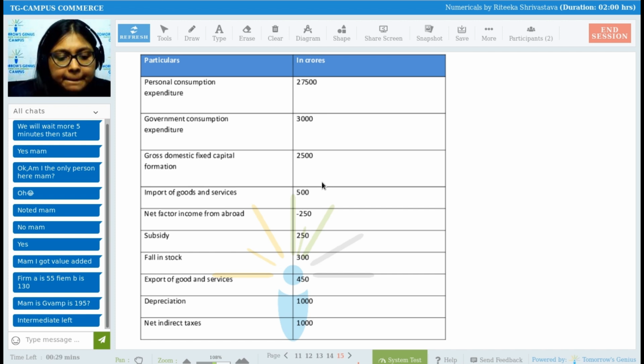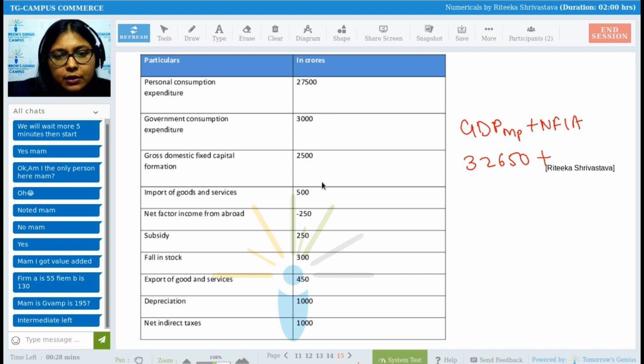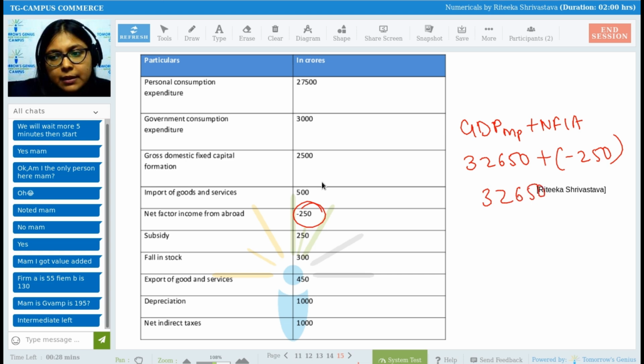Another question. Now I have to find GDP plus NFI. The next fact is net factor income from abroad, they gave minus 250. So GDPMP plus NFI you are going to do. GDPMP is 32,650 plus NFI, which is minus 250. So 32,650 minus 250.